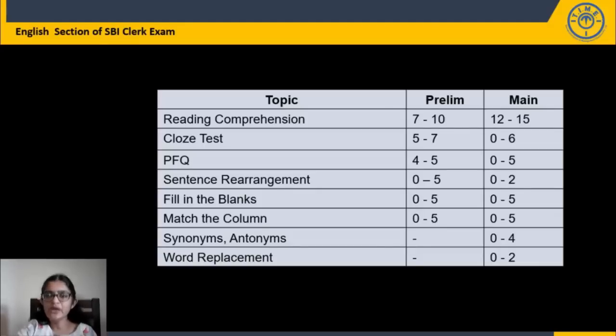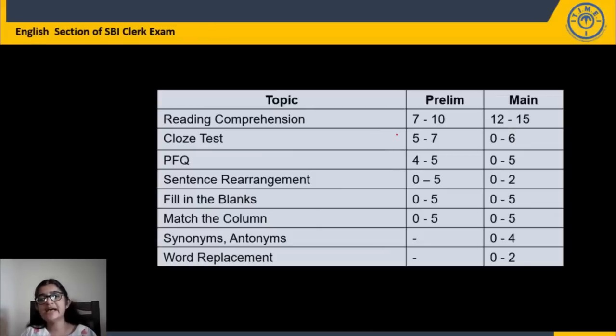Okay. Now a quick look at the distribution of questions over the years. Typically, what can you expect? Please note that the actual patterns and actual number of questions can vary from year to year. Okay. In reading comprehension, in the prelims exam, you can expect 7 to 10 questions. In the mains exams, it has gone up to 15. Close test. In prelims exams, usually you always have close test. The number of blanks may vary from 5 to 7.